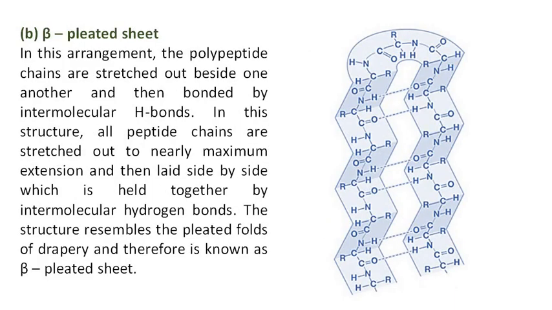Beta pleated sheet. In this arrangement, the polypeptide chains are stretched out beside one another and then bonded by intermolecular hydrogen bonds. In this structure, all peptide chains are stretched out to nearly maximum extension and then laid side by side, which is held together by intermolecular hydrogen bonds. The structure resembles the pleated folds of drapery and therefore is known as beta pleated sheet.